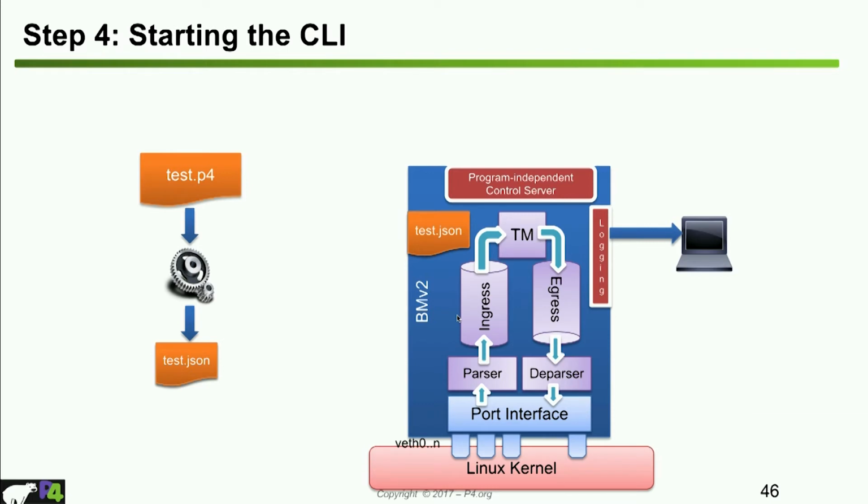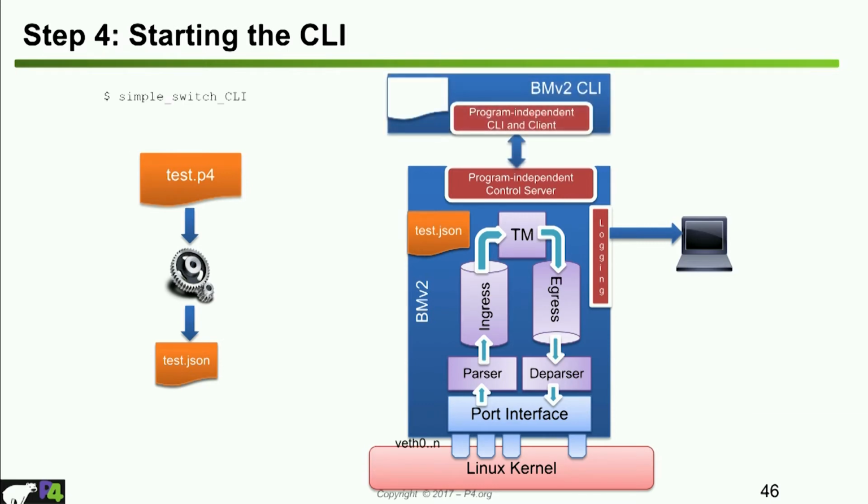To start the command line interface, there's a command, simple_switch_CLI. You can also pass it a port number as an option. Remember I said each switch is running on a different port, so you just run simple_switch_CLI to start that up and connect to a particular switch.